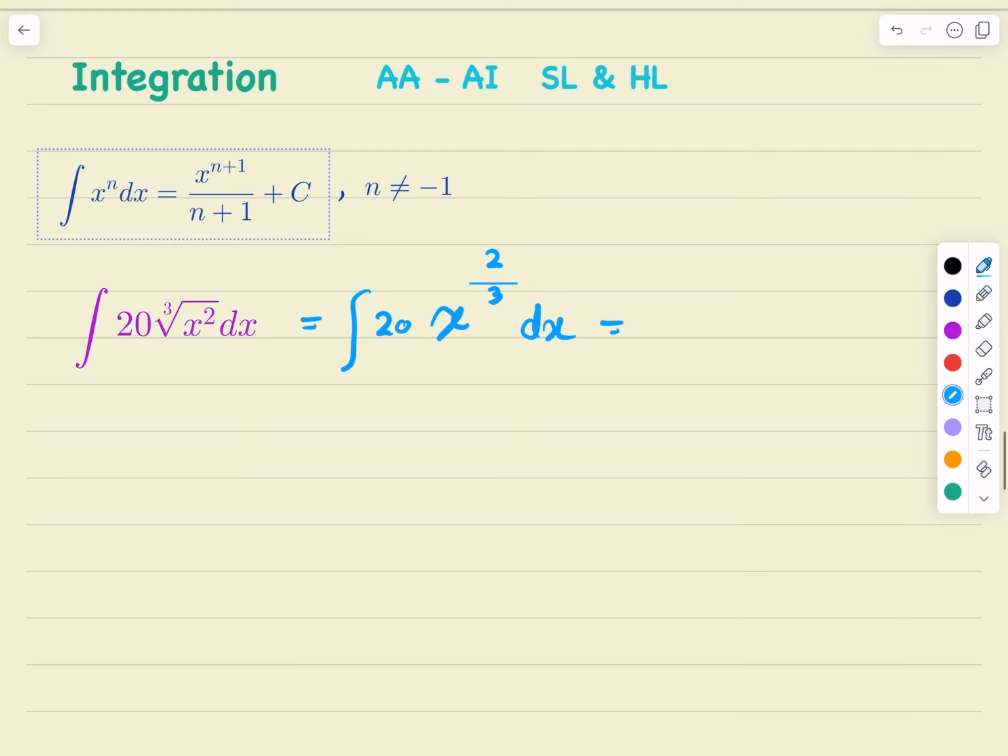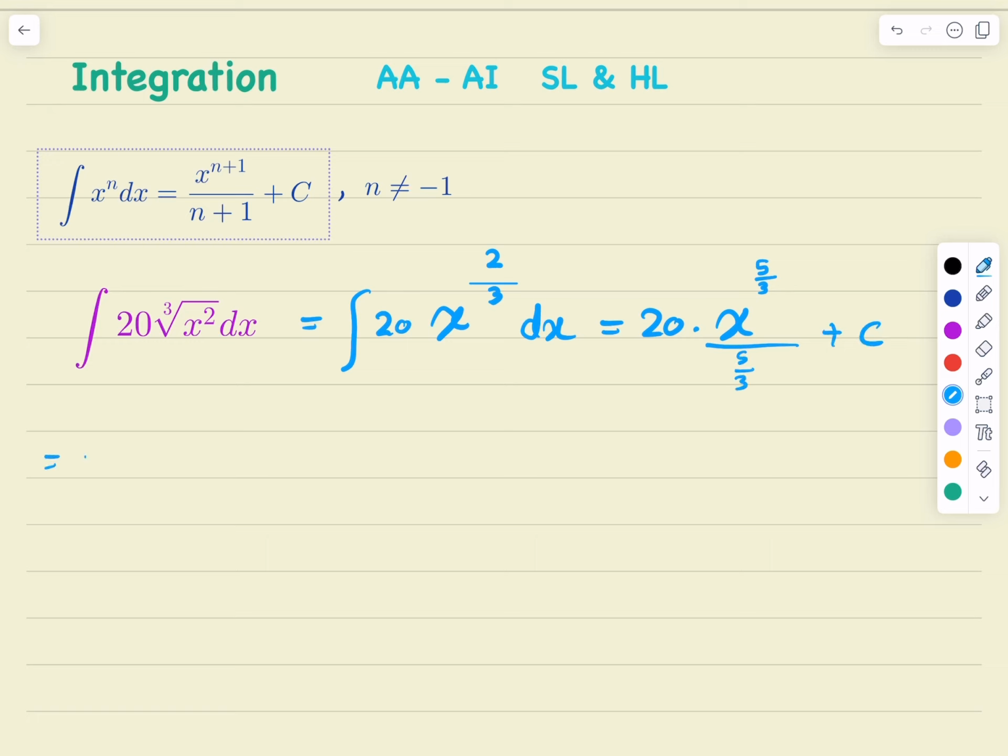So here we keep the 20 as it is. When we integrate this x, we add 1 to this power. 2 over 3 plus 1 will be 5 over 3. Then we divide by the same power, 5 over 3, plus c.